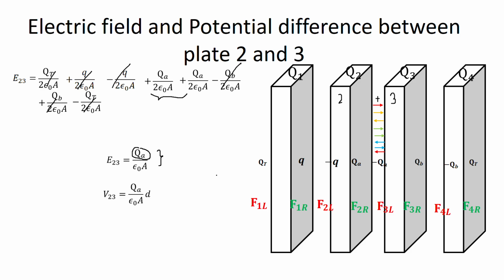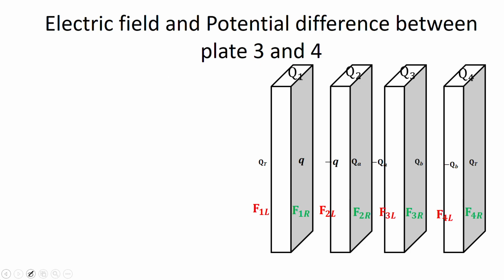If D is the distance between these two plates, then V23 is QA divided by epsilon naught A multiplied by the distance between them, because E dot dl, E and dl both are in the same direction. Likewise, we can calculate electric field between 3 and 4. Suppose this is our plate 3 and this is our plate 4. So before going into calculation, we can guess from our previous two calculations that electric field will be proportional to the charges which are appearing between 3 and 4, that is, it will be proportional to QB.